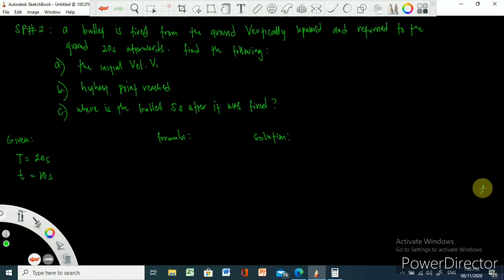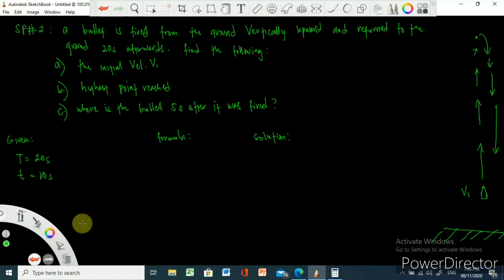So, kung ito yung bullet mo, okay, so ito yung ground mo. Siyempre, it has initial velocity v1, slows down, reaches a highest point, and then goes back to the ground. Okay, so we are looking for the height of the highest point. Okay, highest point H.